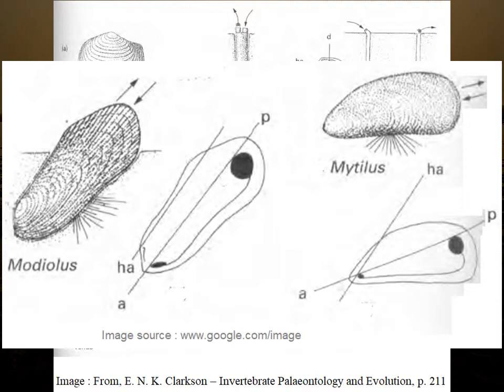So again, as I already told you, whatever infaunal bivalve it was, it always shows parallel orientation of hinge line and muscle line. Whereas in case of epifaunal bivalves, these two make some angles. That is, the two lines, hinge line and muscle line, cross cut each other.